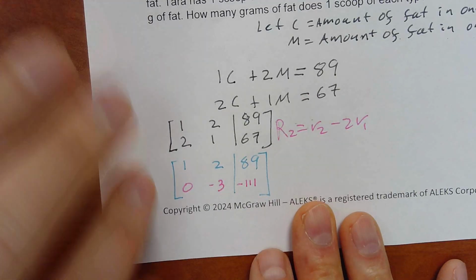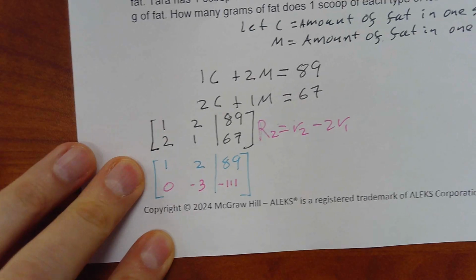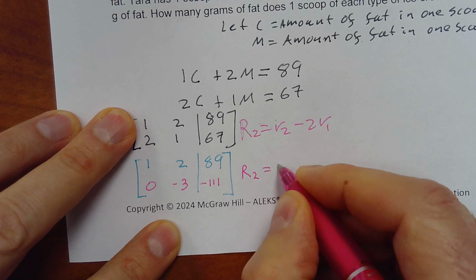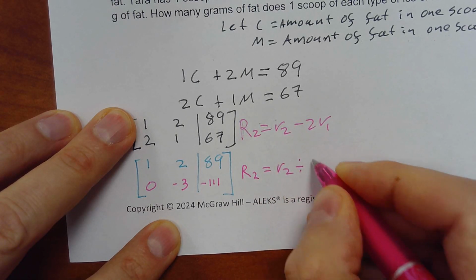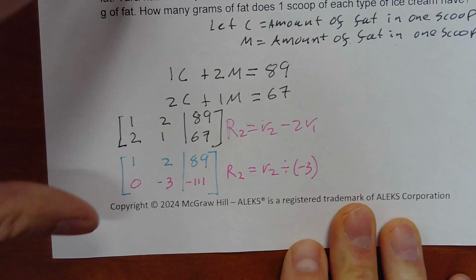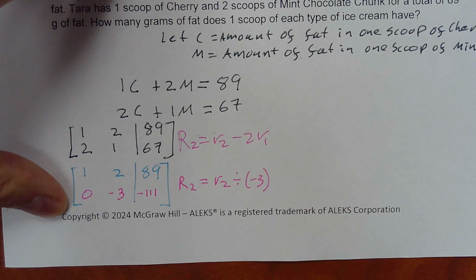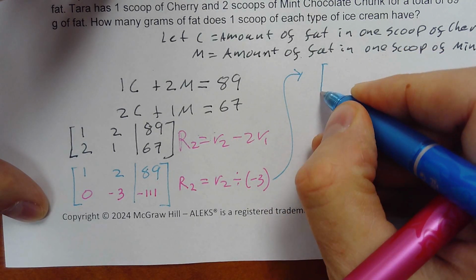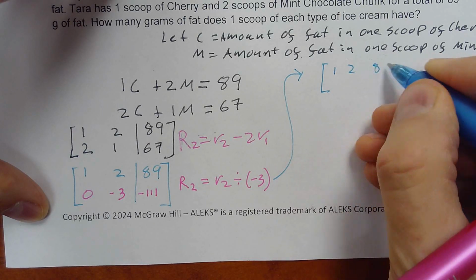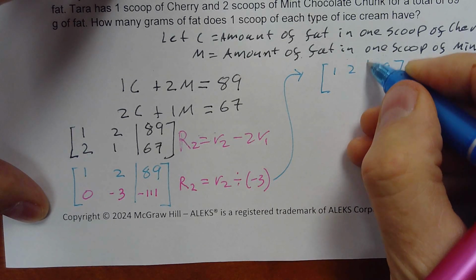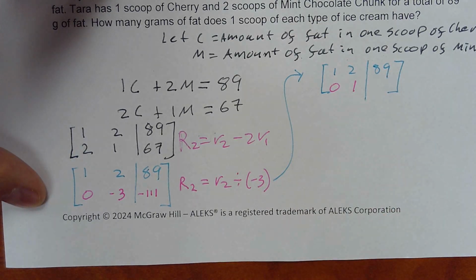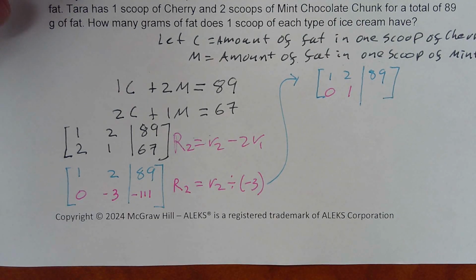Okay, so now I need to get a 1 there. That's my second step. So I'm going to take each entry in row number 2 and divide it by negative 3. And we'll bring it up here. So that's 0, 1, negative 111 divided by a negative 3 is 37.